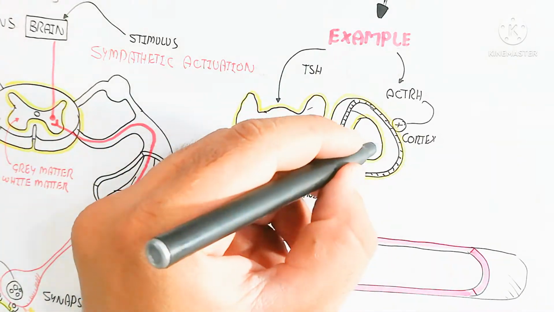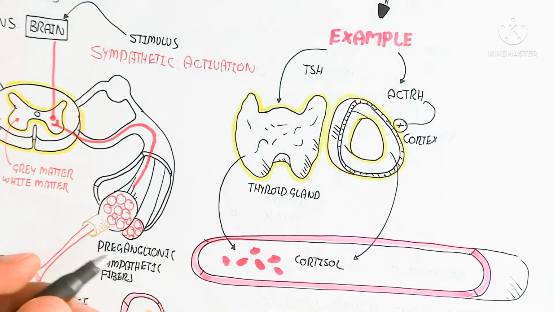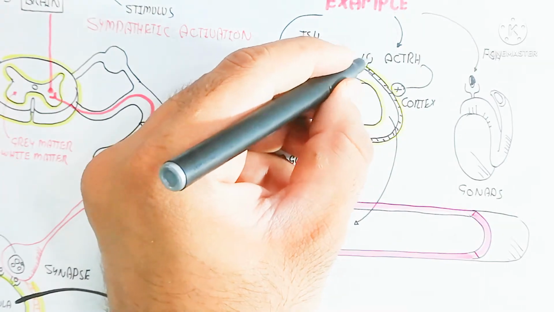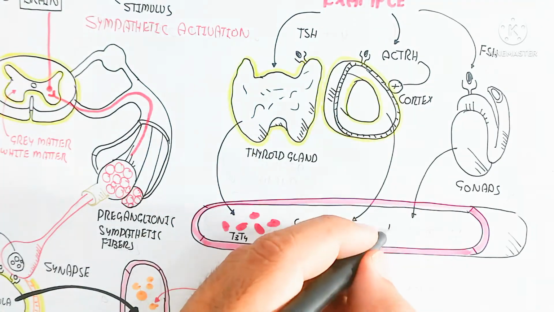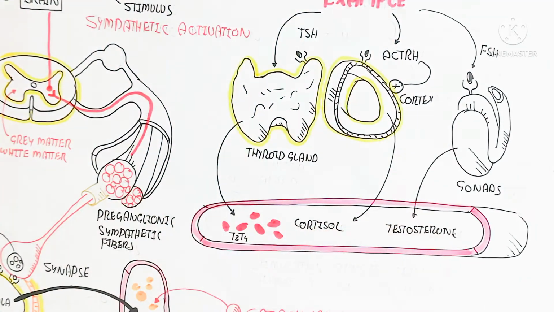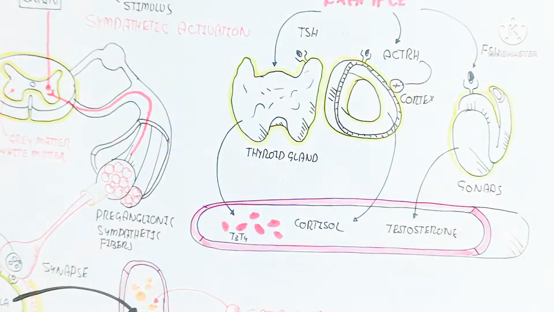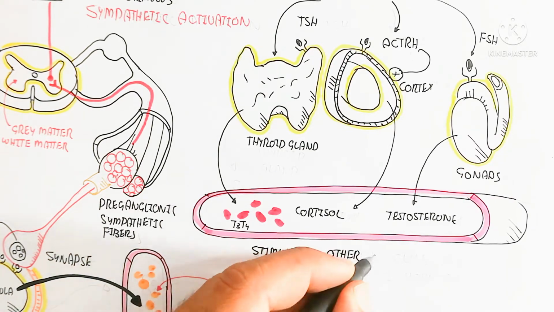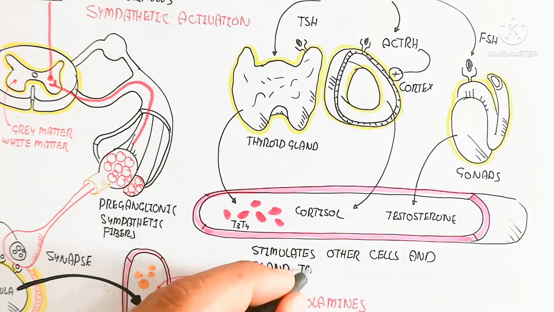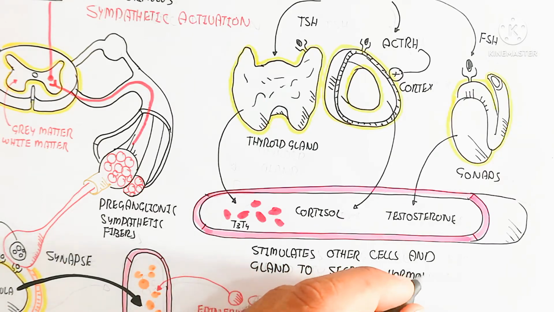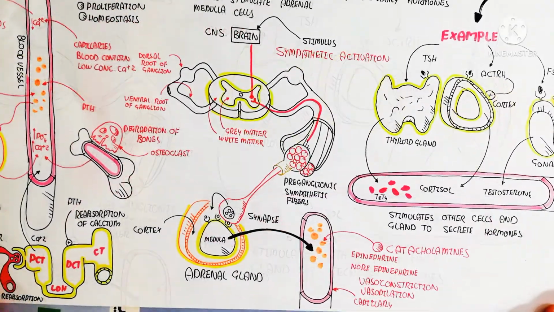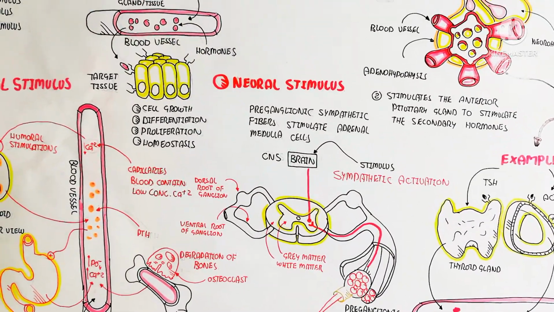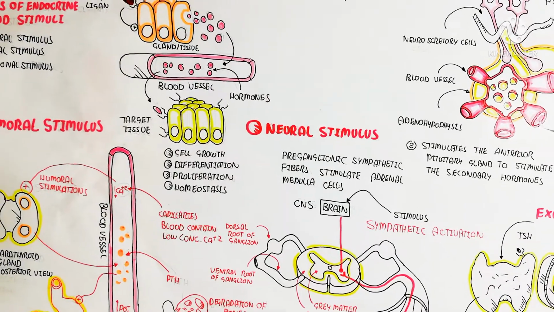while adrenocorticotropic hormone will target the adrenal cortex to release cortisol during the stress response, and follicle stimulating hormone will stimulate the gonads, female and male, for production of testosterone as well as estrogen and progesterone. So this stimulates other cells and glands to secrete hormones. That is known as the hormonal stimulus, because a hormone stimulates more hormone from another gland. So this was the types of endocrine stimuli.